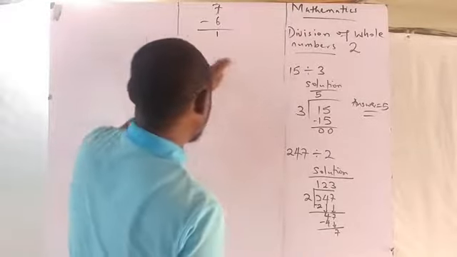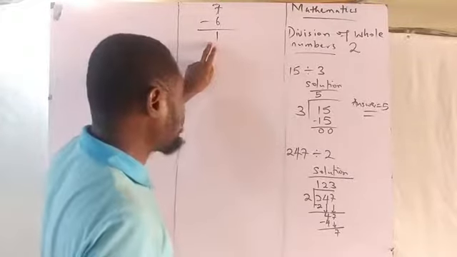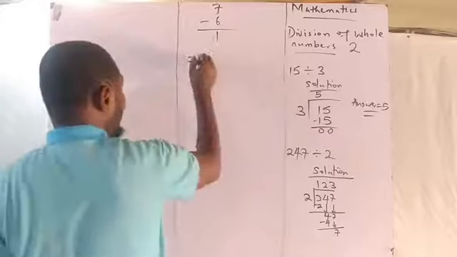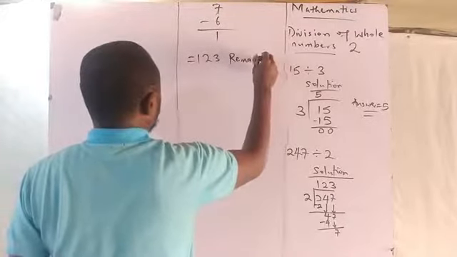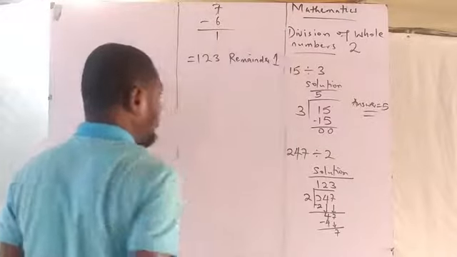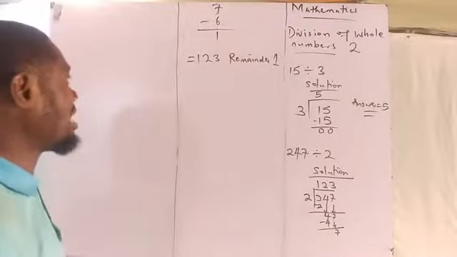Now, 2 in 1 is not possible. 2 cannot go anymore, so I will stop there. So my answer is 1, 2, 3, remainder 1. That is my answer. 1, 2, 3, remainder 1. You're going to write your answer in that form.